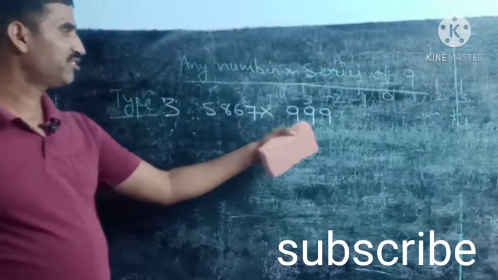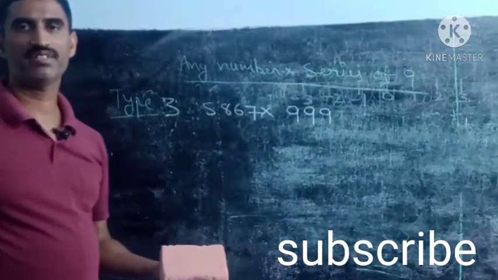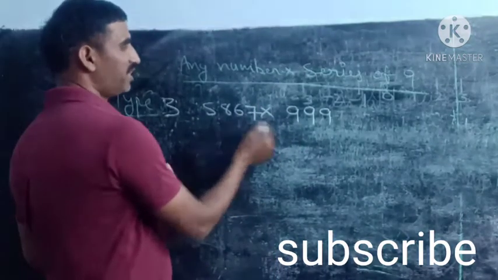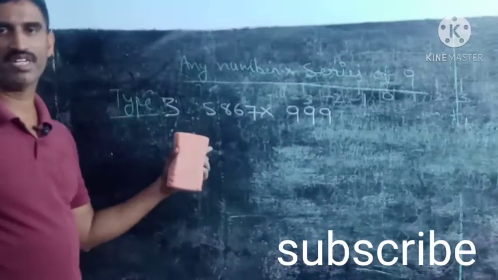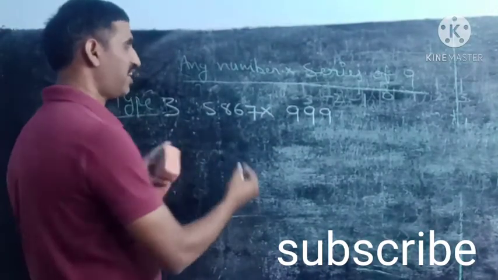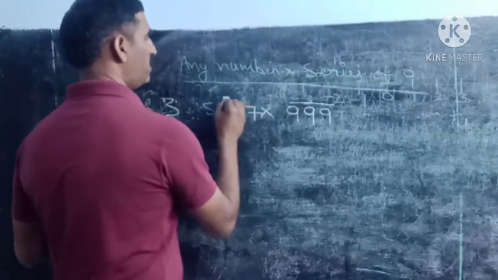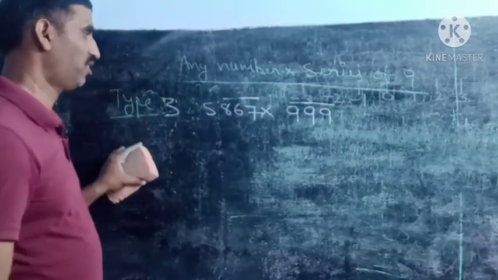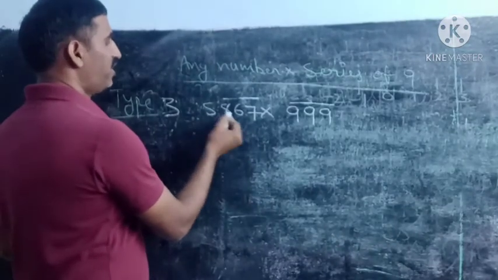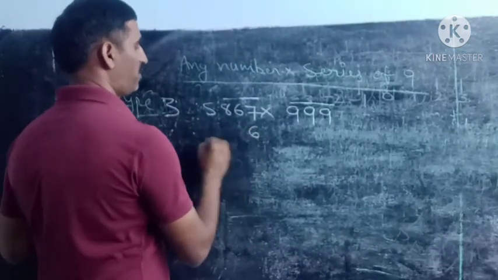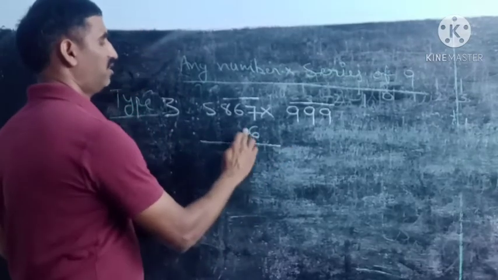5867 into 999. Here 4 digits will be there, here 3 digits will be there. So don't keep 0 here. This is very important. Listen carefully, pay attention here. Here 3 digits will be there, here also a 3-digit group. For getting the complement, you are taking a group here. 5, next number is 6. You should subtract 6.